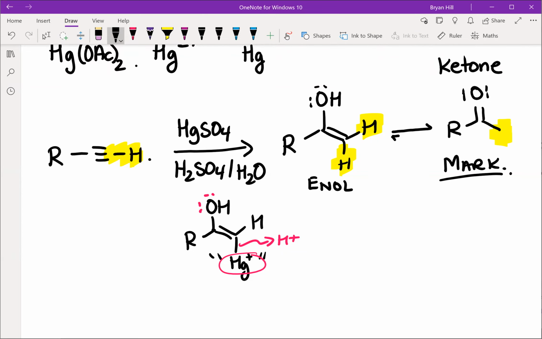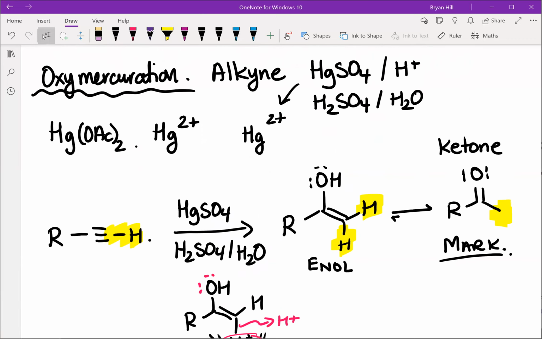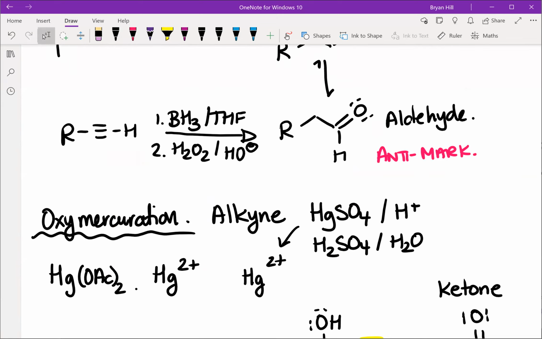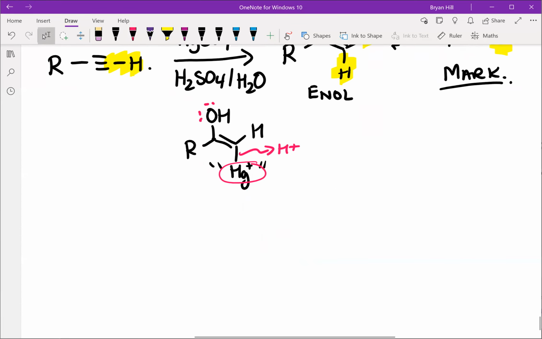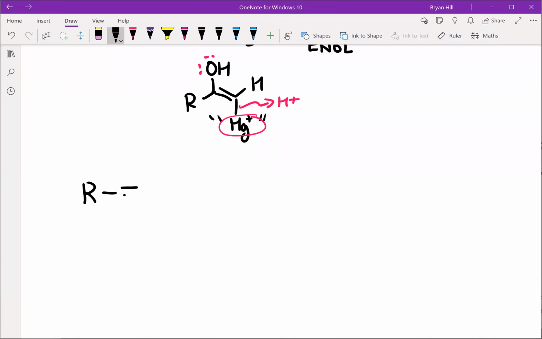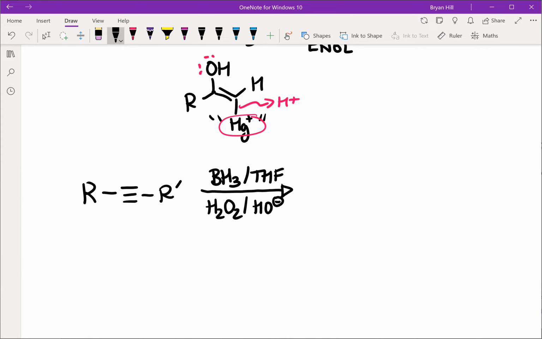So the addition of water to triple bonds, one gives a ketone, a methyl ketone, the other gives an aldehyde on the last carbon. We wouldn't do this reaction too often with, say, an internal alkyne, unless it was symmetrical, because in that case it doesn't matter which one you do. Let's do the hydroboration reaction, H2O2. So this is with an internal alkyne. There'd be two products you could make.